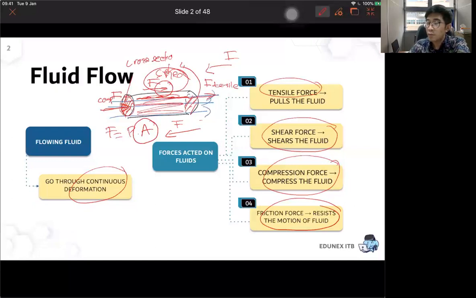And how to calculate the friction force is actually the same as shear force. The area will be the surface area of the inner part of the cylinder, of the pipe. So normally, during the fluid flow, we only consider compression force because we rarely pull the fluid. We normally just compress the fluid, and there is the friction force. Ya, biasanya fluida itu ngalir karena ada yang dorong, jarang ya, susah untuk menarik fluida walaupun bisa, dan karena ada gesekan.